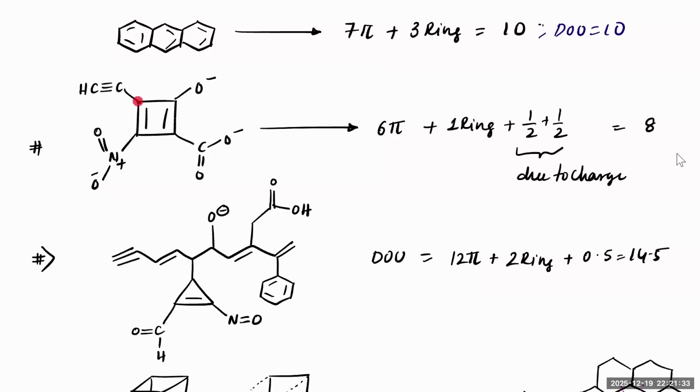Now here, if you notice, there is ring 1. Number of pi bonds: 1, 2, 3, 4, 5, 6. 6 pi bonds. One ring. And this oxygen will also like to take one H plus to convert into neutral form. So even if you have a charge, we can add a hydrogen to it. Hence, that should also be considered for degree of unsaturation. So total, what is the degree of unsaturation here? 8. Okay.